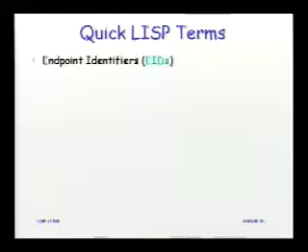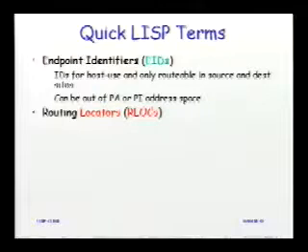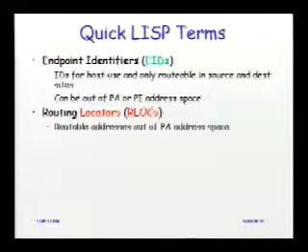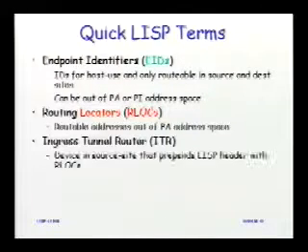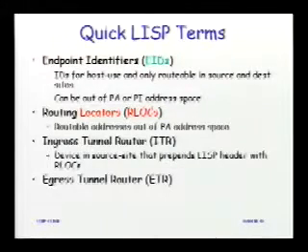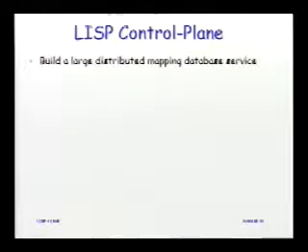Okay, so here are the terms. Endpoint identifiers, we know what those are. They can be PI or PA, doesn't matter. Routing locators, usually we're thinking those are out of PA space. The ingress tunnel router, Dino talked about that, is the device at the source that prepends the LISP header, and also needs the mapping. And the egress tunnel router is the decap router at the destination site. So, okay, here we go.